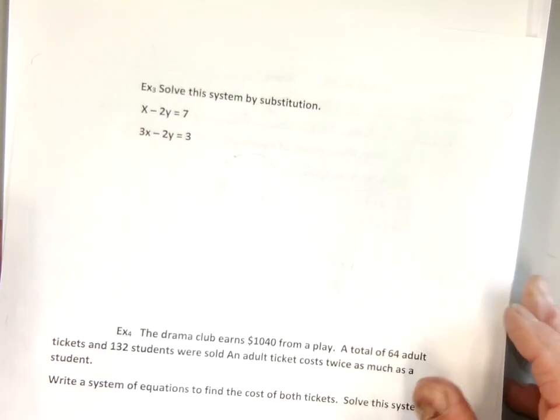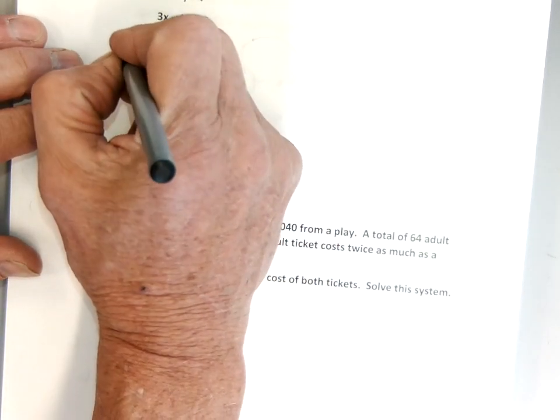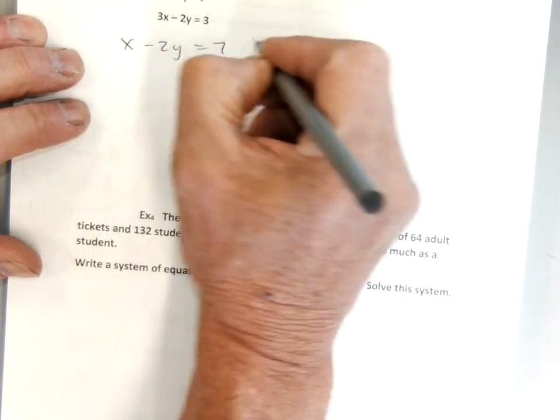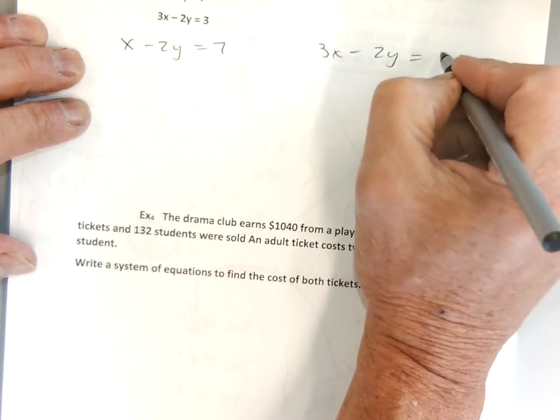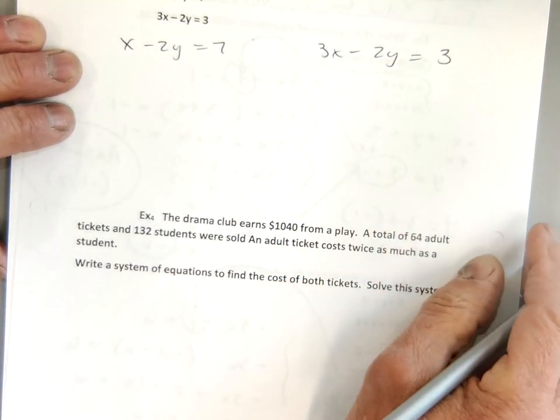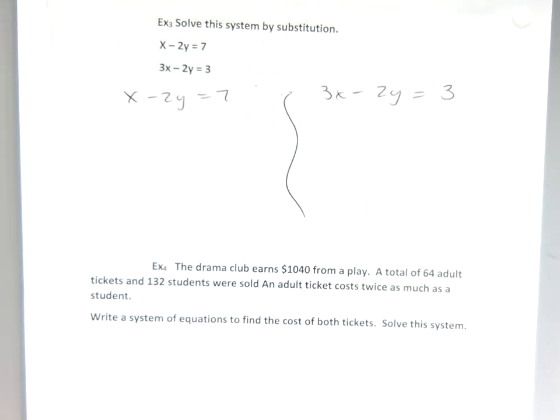All right. Example 3. Same thing. Let's go ahead: x minus 2y equals 7, and 3x minus 2y equals 3. So again, there's really only one obvious choice. There are 4 ways to do it, so there's only one that's easy. You guys see the one that's easy? What do you see, Jay?